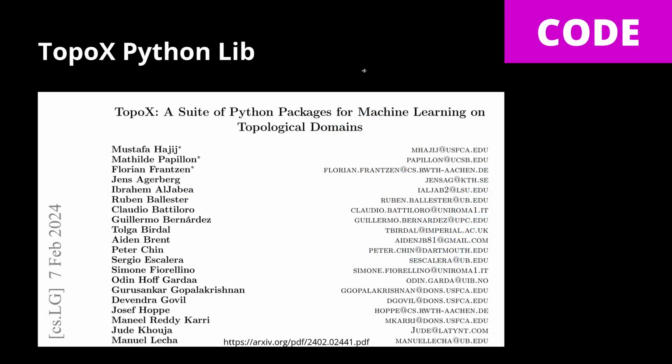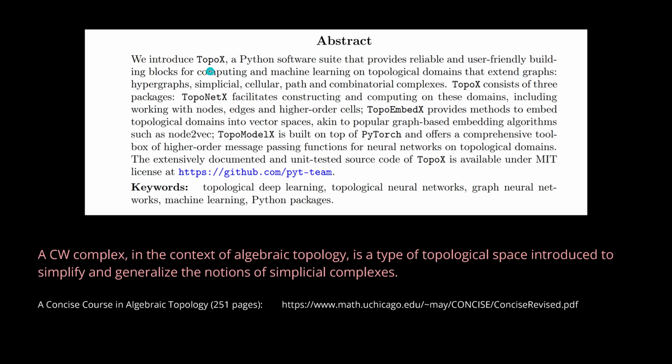Talking about code, I think it is important to show you, if you want to have a deep dive now in the coding of this, there's a beautiful Python library that makes life so much easier. So TopoX, or topo X, whatever you want. Python packages for machine learning on new topological domains. As you can see, February 2024, a beautiful publication. Have a look at the publication. They introduce a Python software suite with user-friendly building blocks for computing and machine learning in topological domains that extend the graph neural network that we know. We go now to hypergraphs, to simplicial complexes, to cellular complexes, new path and new combinatorial complexes.